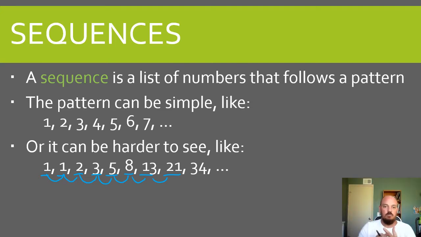So you can see the first pattern was really easy to see, super obvious. If I ask you what the next number is in the first pattern, you go, it's 8. After 7 comes 8. That's easy. If I asked you what's the next number in the second pattern, you would have to first recognize the pattern, which was kind of tough, then realize what it would be as 21 plus 34 would be 55.